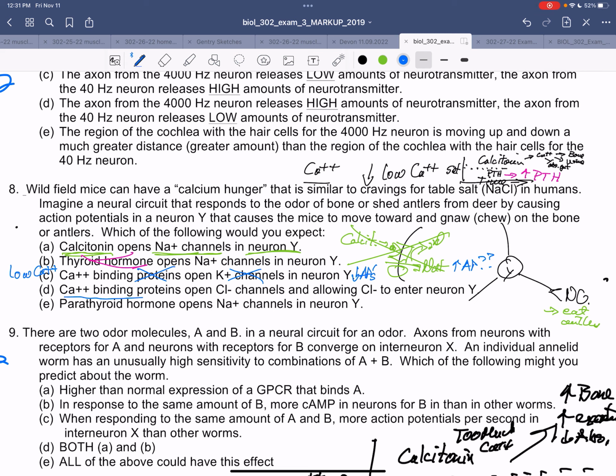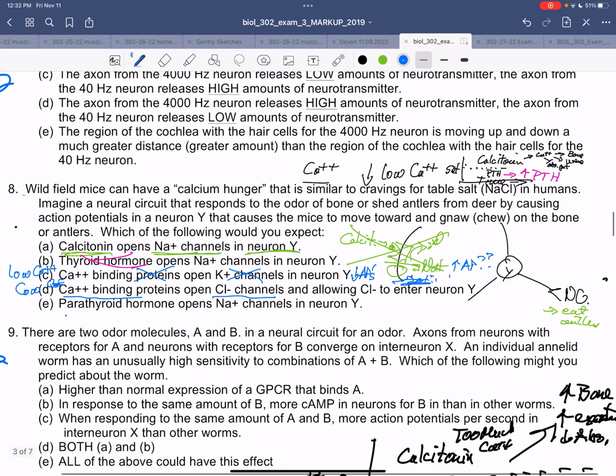Here's another one, but this time it's chloride channels, so low calcium. So we'd have more chloride coming in. With high calcium, we'd open chloride channels. With low, we'd have fewer. So that's a possibility. Next one, parathyroid hormone opens sodium channels in neuron Y.